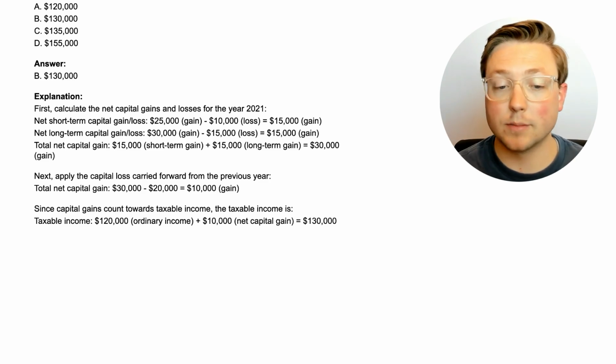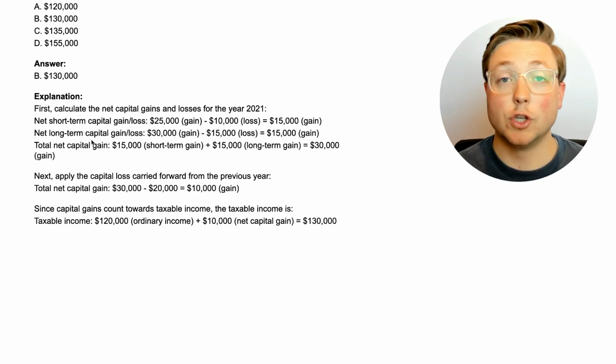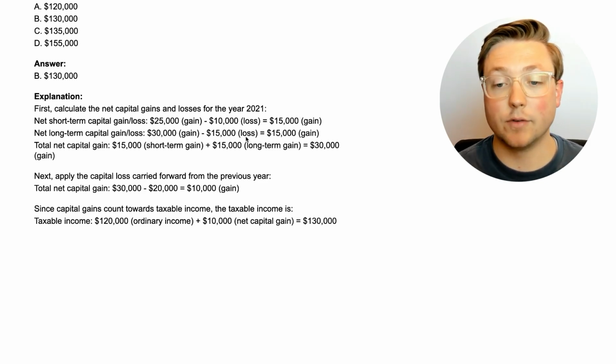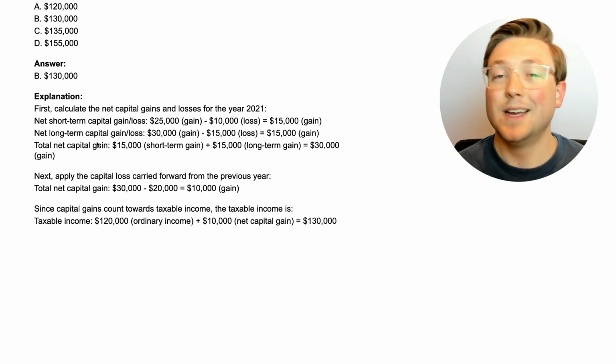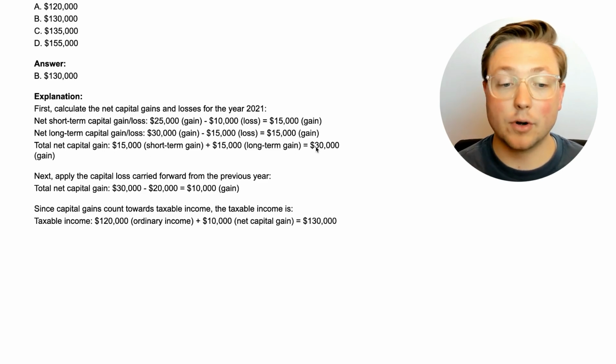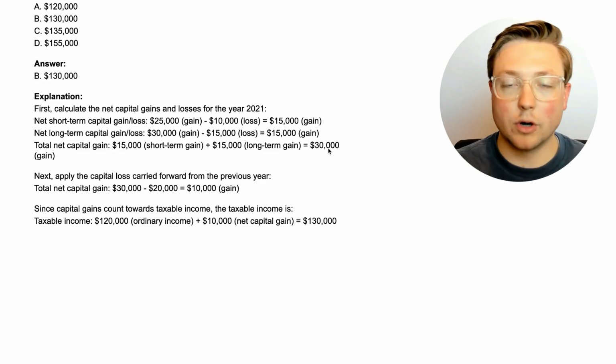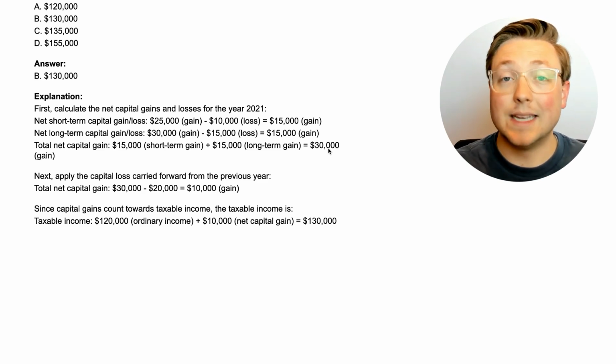You net the short-term capital gains and losses, giving us a $15,000 gain. You net the long-term capital gains and losses, giving you another $15,000 gain. Total capital gain is $30,000. And again, we're not too worried about the tax implications of that in this scenario because we're just trying to figure out what the taxable income is.